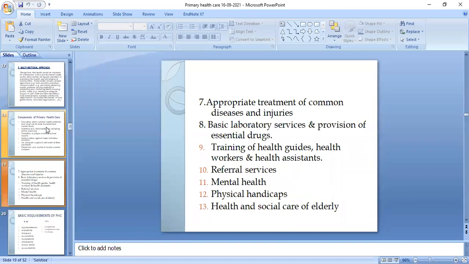There are also five other components that are training of health guides, health workers and health assistants, referral services, mental health, physical handicaps, and health and social care of the elderly.